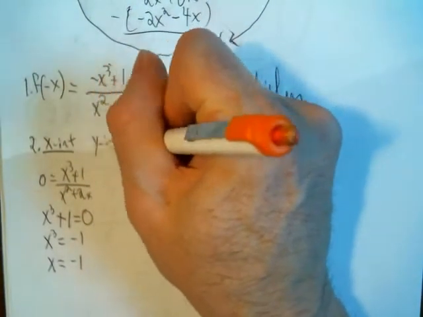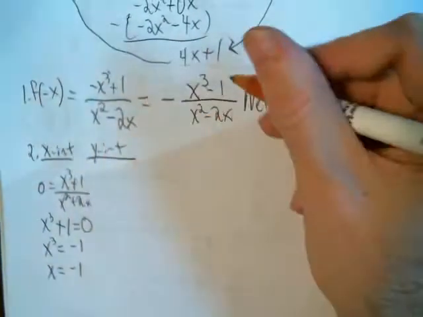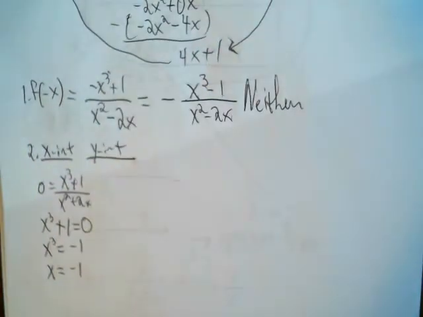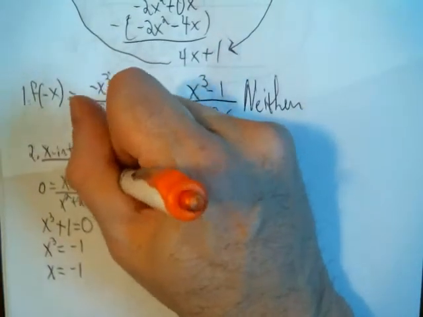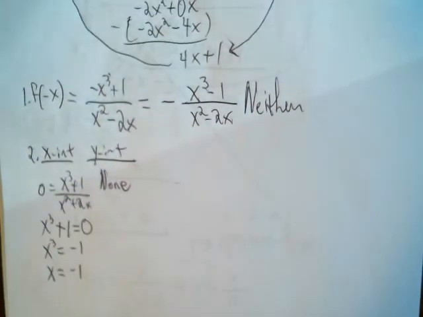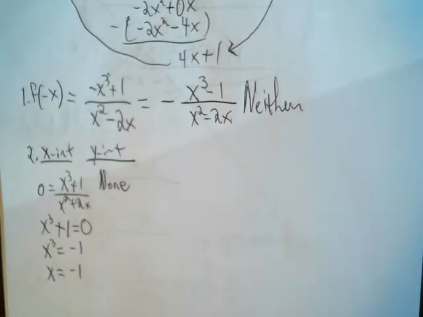For the y-intercept, in this case, let x equal 0. There isn't one. The denominator is equal to 0 at that point, so we'll write none. There's an asymptote right there. When x is 0, there's an asymptote, so it's not going to go through that place.